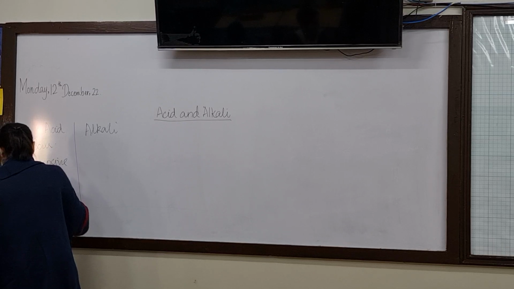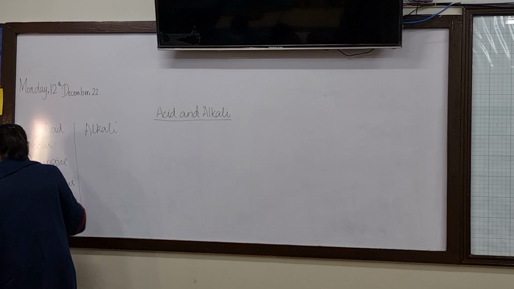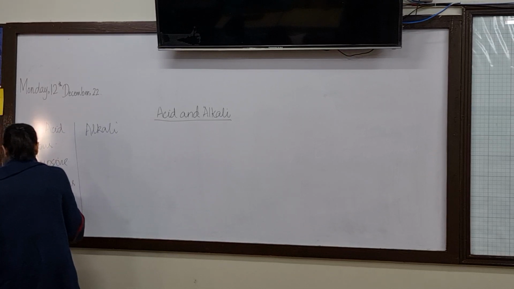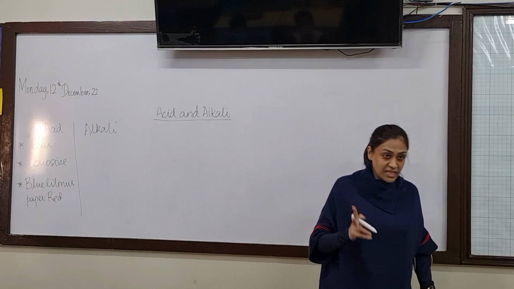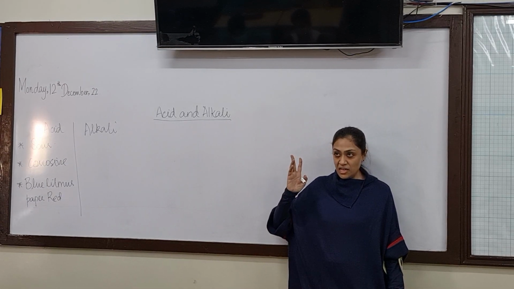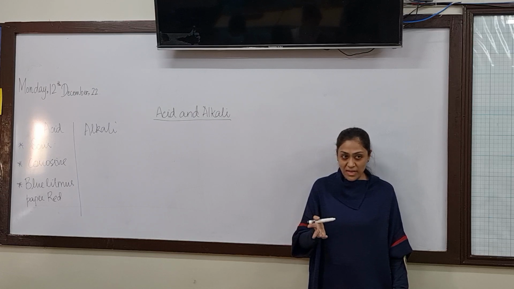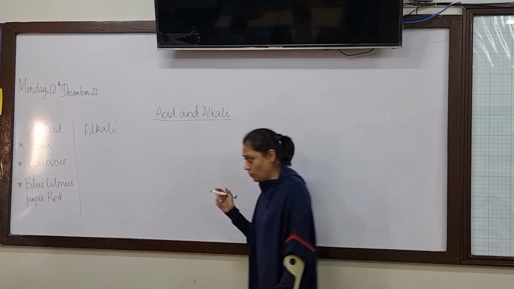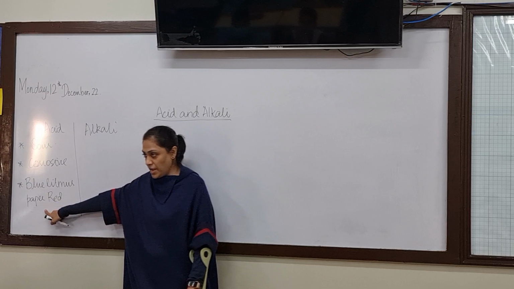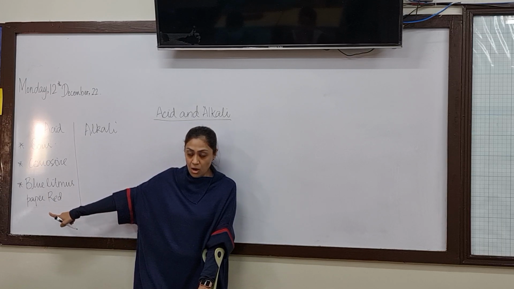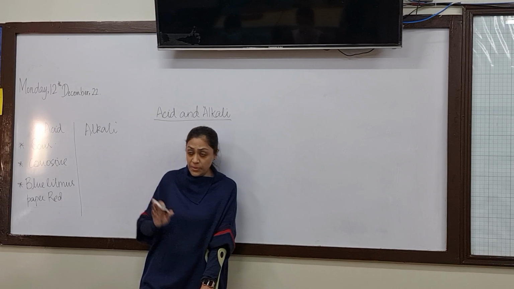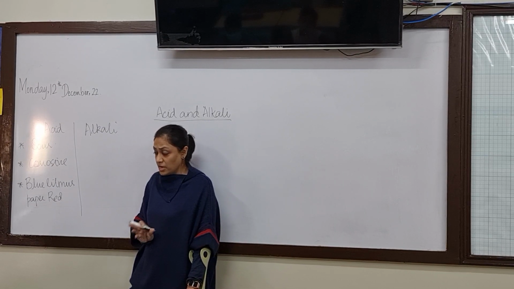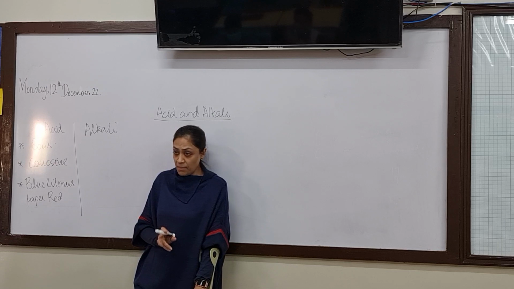Blue litmus paper turns red. So this should actually be the first test when I give you two substances or chemicals and ask you to check which one is acid and which is alkali. The first thing you will do is check it by putting blue litmus paper or red litmus paper in it, to see whether the color of the litmus paper changes when you put it in that chemical or not.